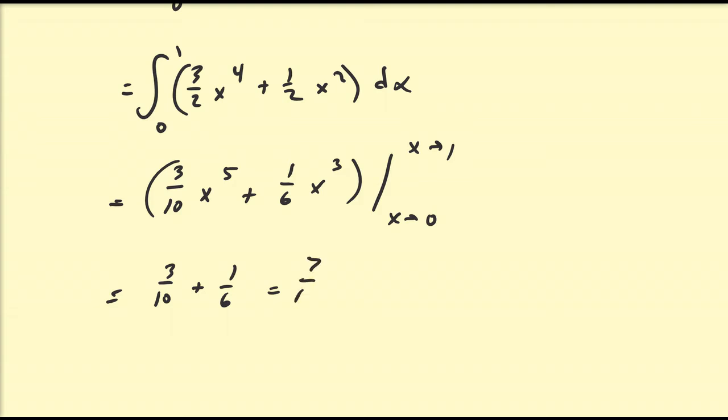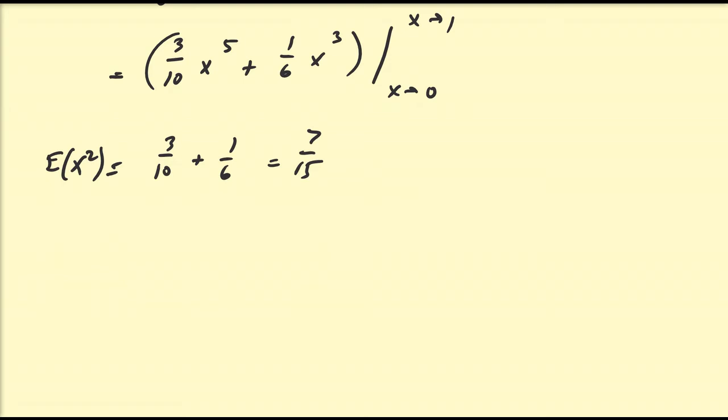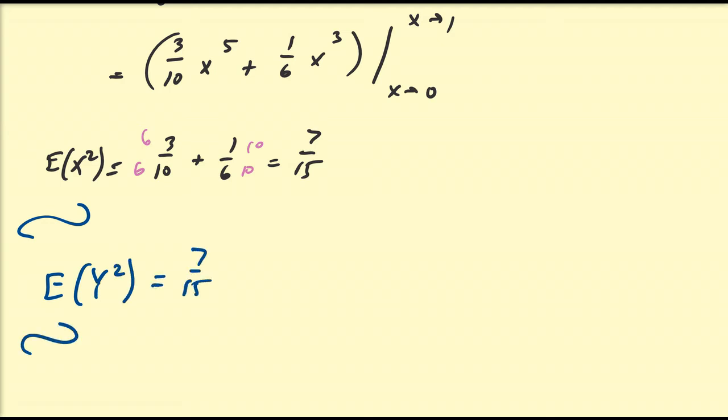7/15, I think? Yeah. So that's going to be 7/15. That's the second moment of random variable x, I believe. So we can multiply this by 6, multiply that by 10. So we get 28 divided by 60. Yeah, that's fine. Also, since x and y are symmetrical about their variables, we're going to have y squared equal to 7/15 as well.